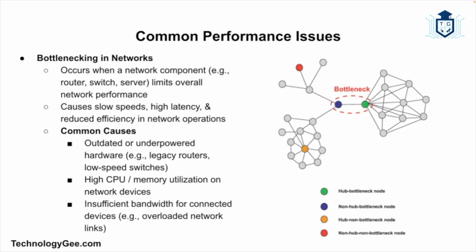And speaking of bottlenecks, a bottleneck occurs when a network component like a router, switch, or a server limits overall network performance. And the common causes are outdated or underpowered hardware, high CPU and memory utilization on network devices, and insufficient bandwidth for connected devices.